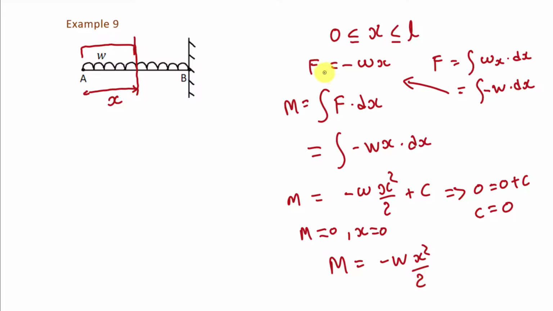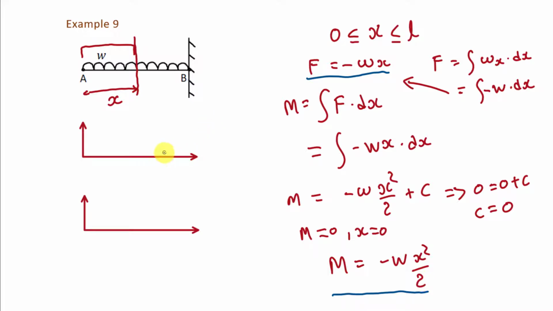Correct? So now we have the value of shear force, that is -wx, and the value of bending moment, that is -wx²/2. Now we will draw the shear force diagram here and the bending moment diagram here. Here we take this direction as the x direction, and similarly this direction will be the x direction. In this direction there will be the shear force F.